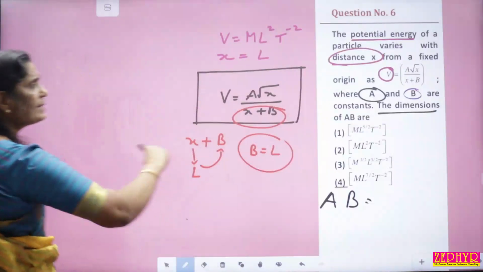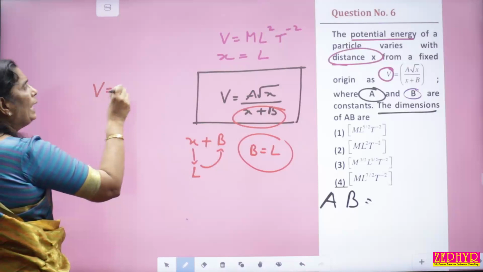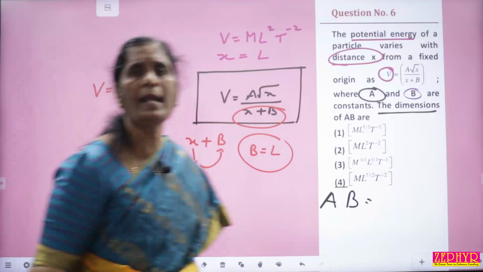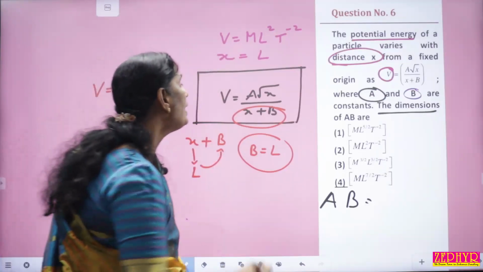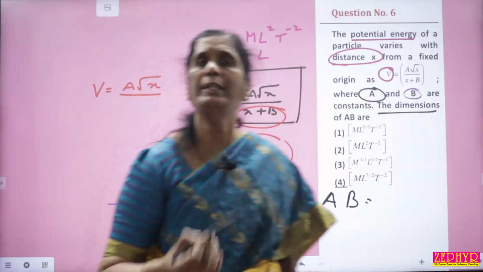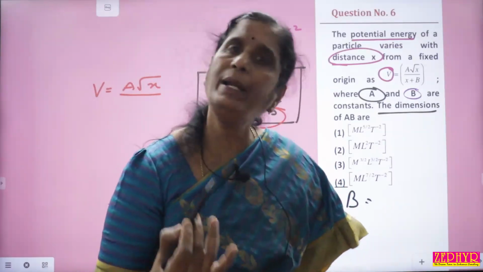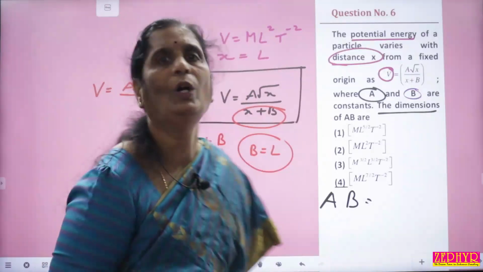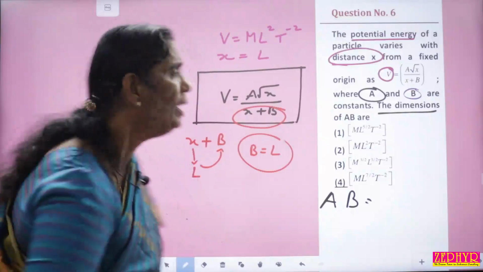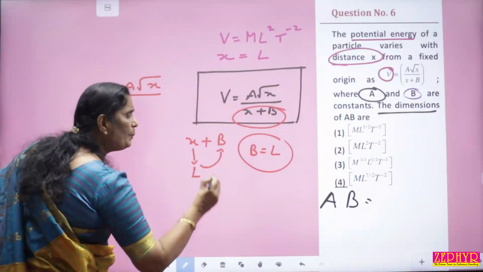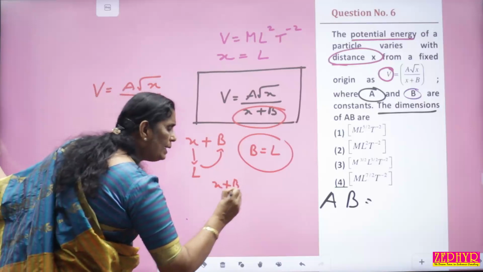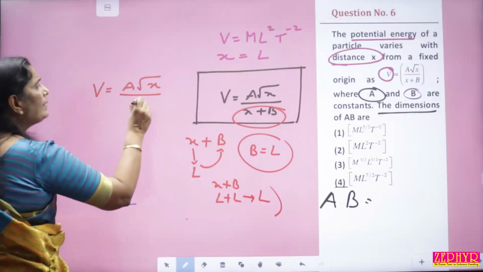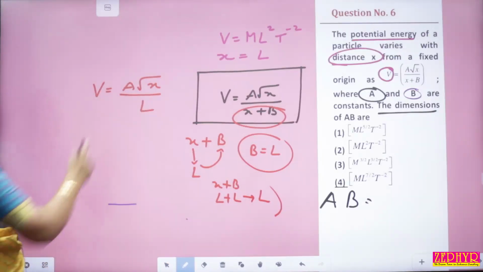Next, V is equal to A root x by something. Now we will go for the target as A. What is x? Length. And what is B? We just said length. Length plus length will be length only. Don't say 2. The dimensional analysis cannot talk about the number. So length plus length also gives length only.